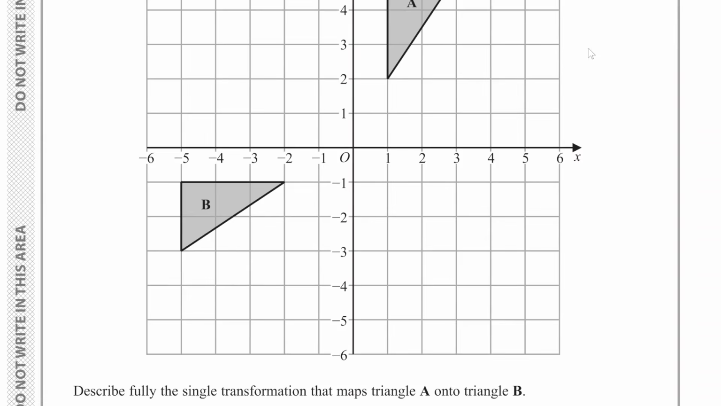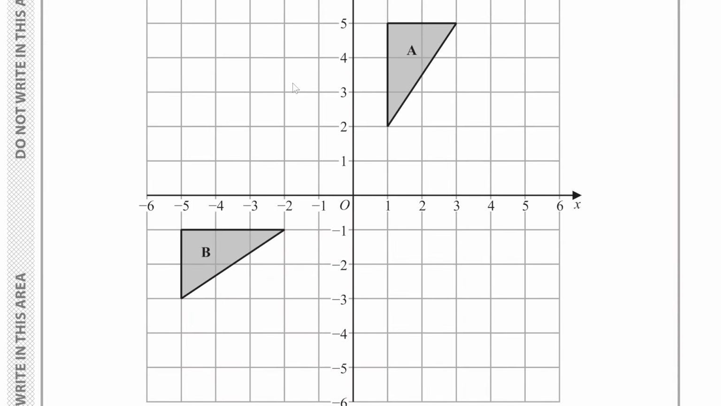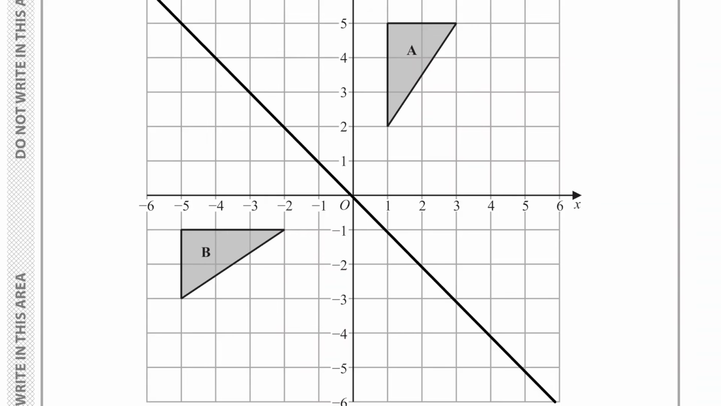So question 21. Describe fully the single transformation that maps triangle A onto triangle B. It's not a rotation, otherwise it would be shaped the other way round. So it must be a reflection. So where's the mirror line? The mirror line is, let's try and get a line on here. Get a dotted line. So the mirror line is going to be here by the looks of it.